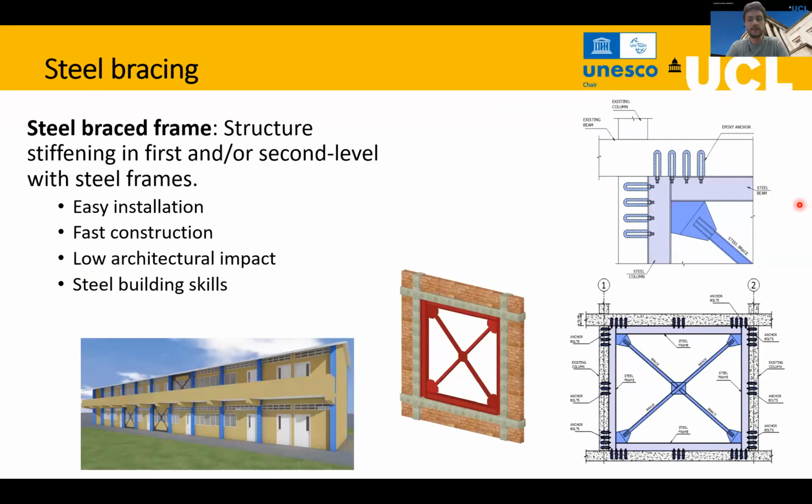Another possibility is to include steel bracing. These frames are relatively easy to install. You only need to weld the whole frame and then install it directly. So it has a relatively fast construction, and the architectural impact is not that high because you can still maintain your windows and some openings over here behind the steel brace. The main problem of this is that some skills related to steel and welding are needed.